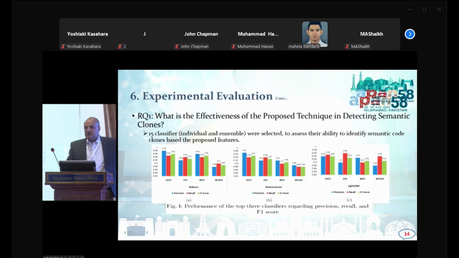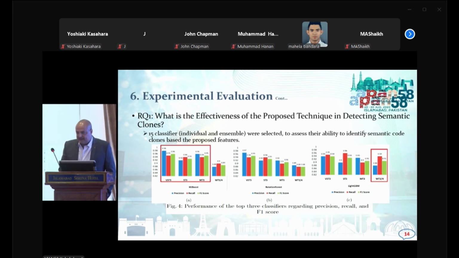This figure also shows you more detailed information about the detected semantic clones. As we can see, XGBoost has outperformed the other techniques in detecting very strongly type 3, strongly type 3, and moderately type 3, while the LightGBM classifier has the ability only to detect the most difficult semantic clones, which are the weak type 3 and type 4 clones.